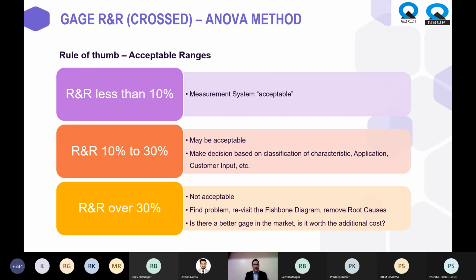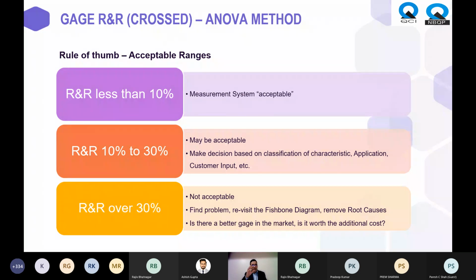So as a thumb rule, if the value is coming less than 10%, this R&R, repeatability and reproducibility as we know, if this value is less than 10%, we accept our measurement system. We accept that and we can go to the next level, that is statistical process control, SPC.